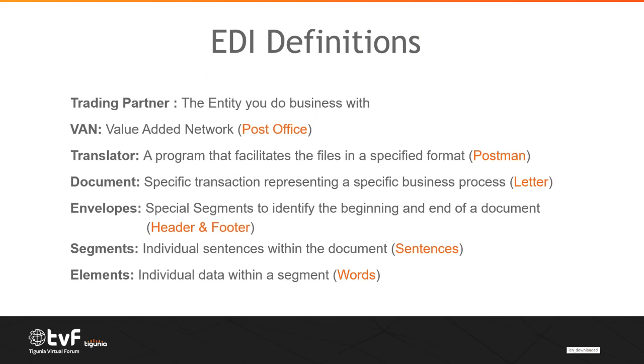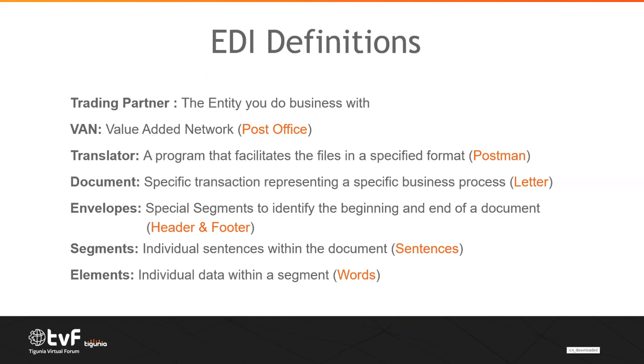To start with, there's a lot of terms and terminology in EDI that we need to address. The EDI definitions here will show you a list of terms that people who know and speak the language of EDI know. First of all, a trading partner is the entity you do business with, either your vendor or your customer or your warehousing partner or whoever. When you do electronic transactions, it's with a partner.